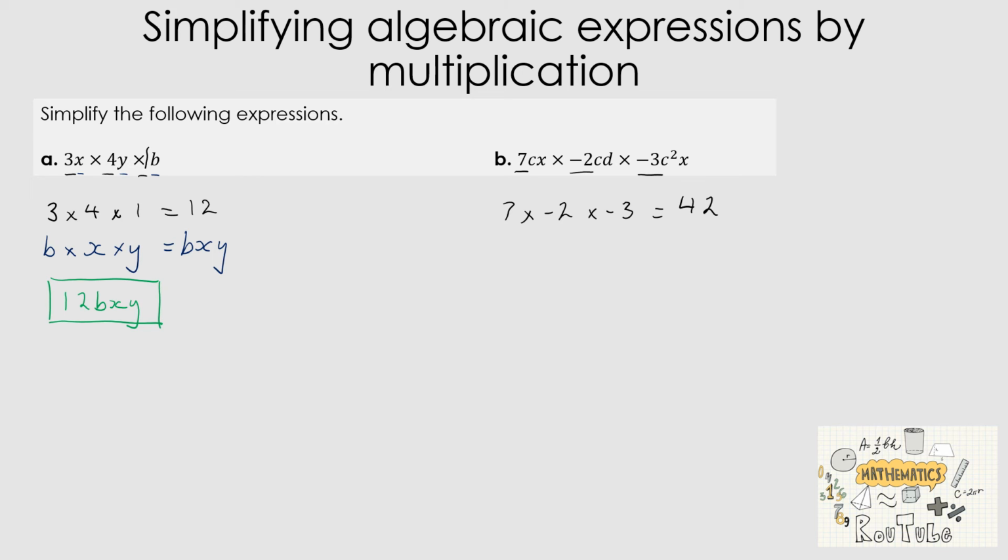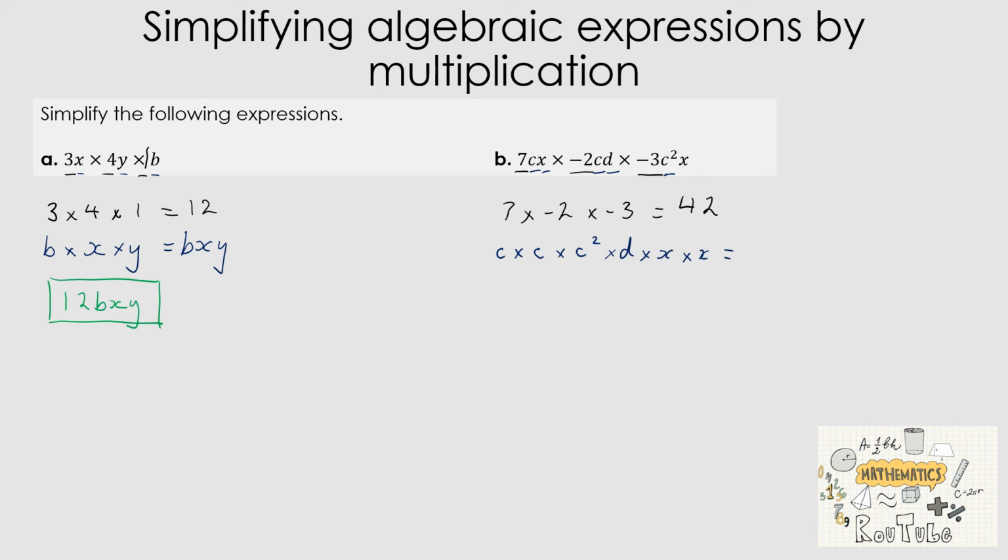And then we can now multiply all of our pronumerals in alphabetical order. So the first one we have is C. Then the second one we've got is another C. Then the next one we've got is a C squared. Then the next one is a D. And the next one we've got is an X. And then the next one we have is another X.